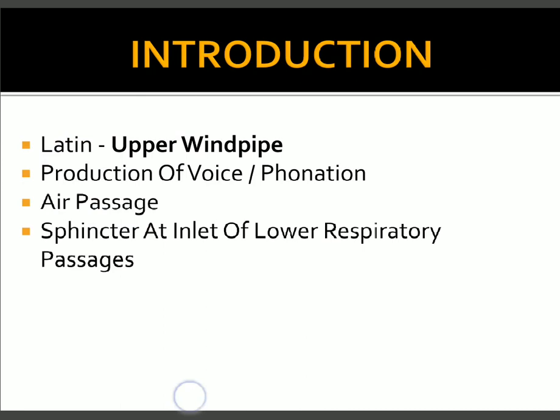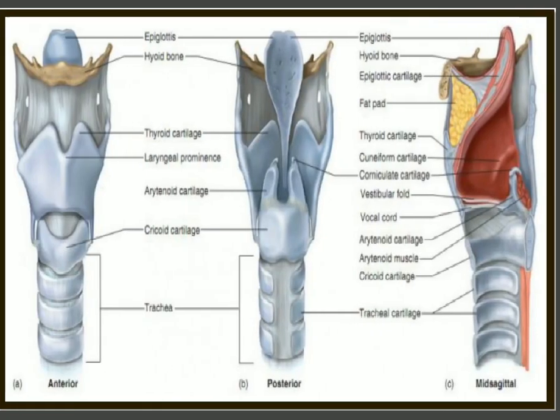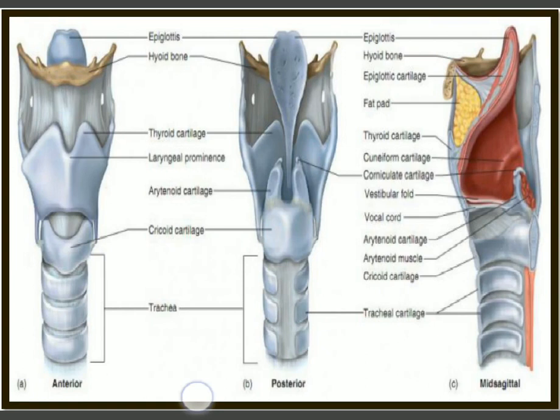Its function is the production of voice, also known as phonation. It is part of the air passage and it acts as a sphincter at the inlet of the lower respiratory passages. If you see in this figure, the lower respiratory passage consists of trachea, bronchioles, and lungs. These all are the lower respiratory passages. So basically this larynx is a sphincter that is present at the inlet of this lower respiratory passage.